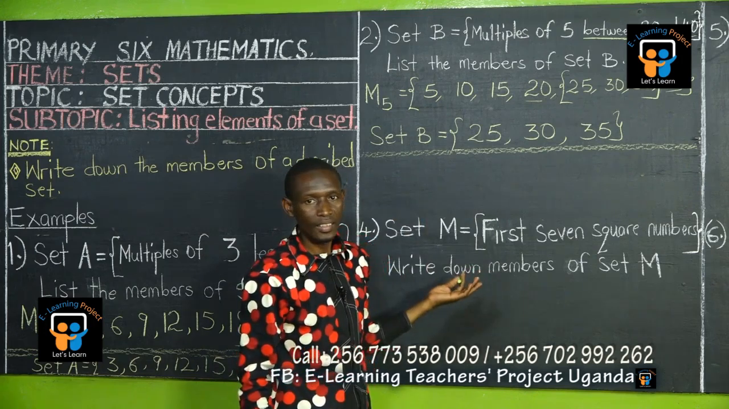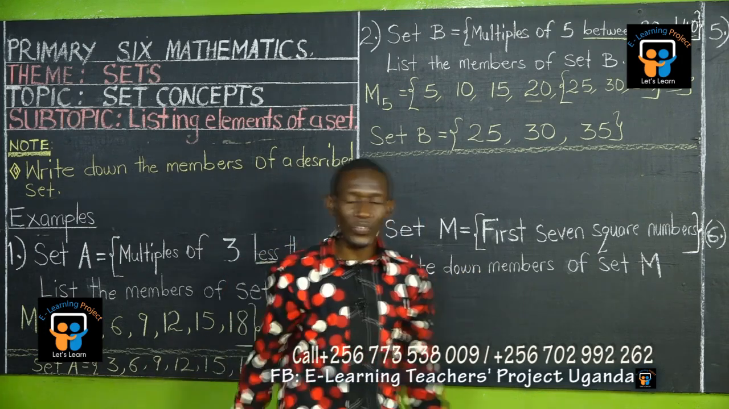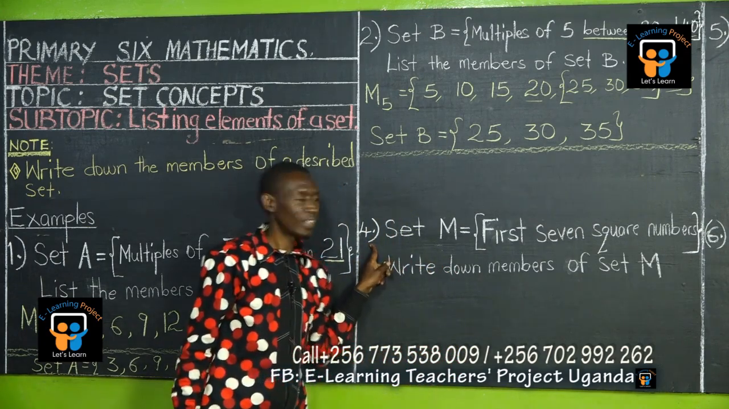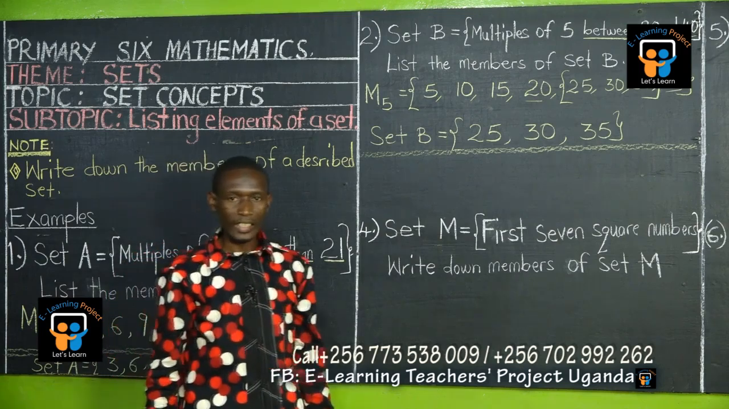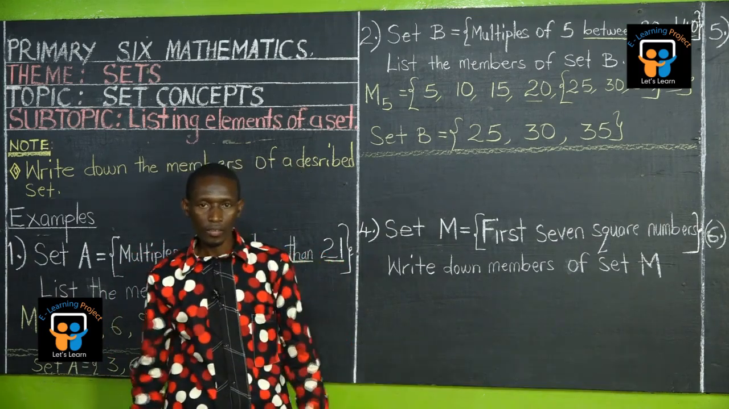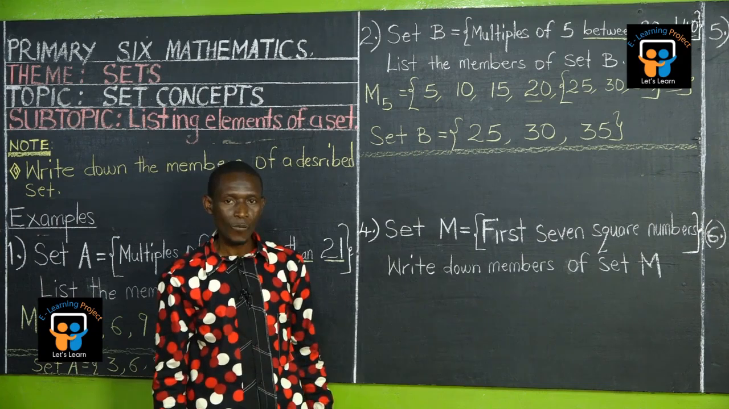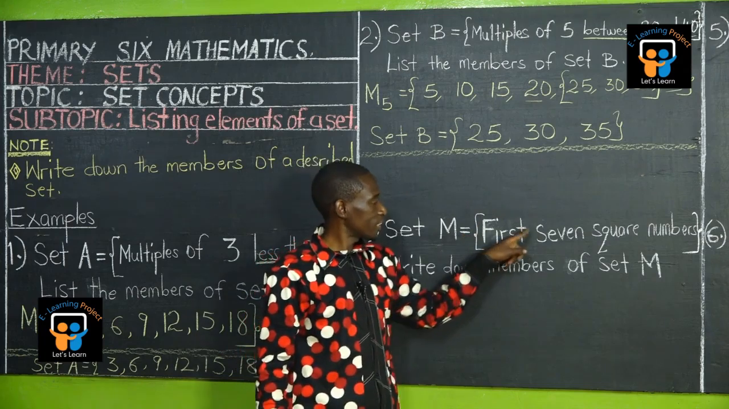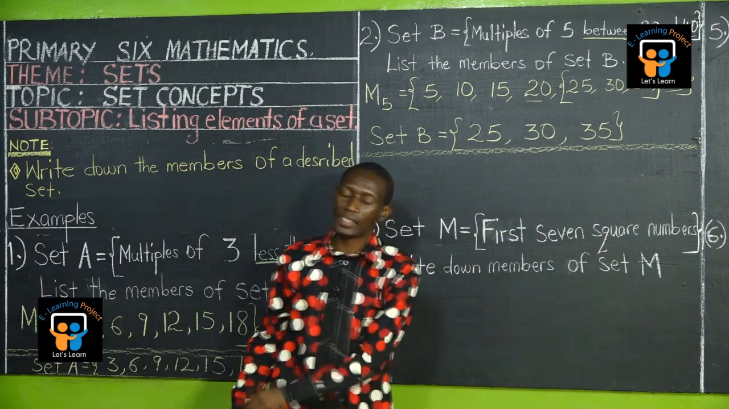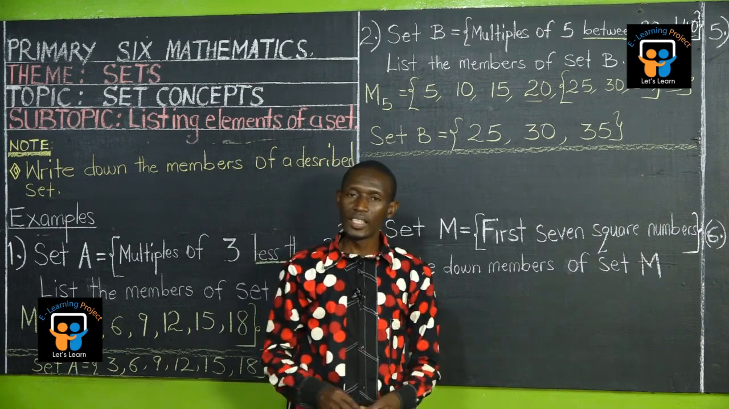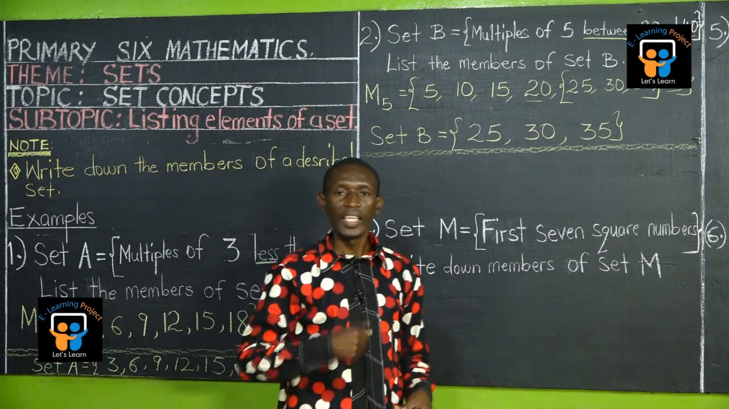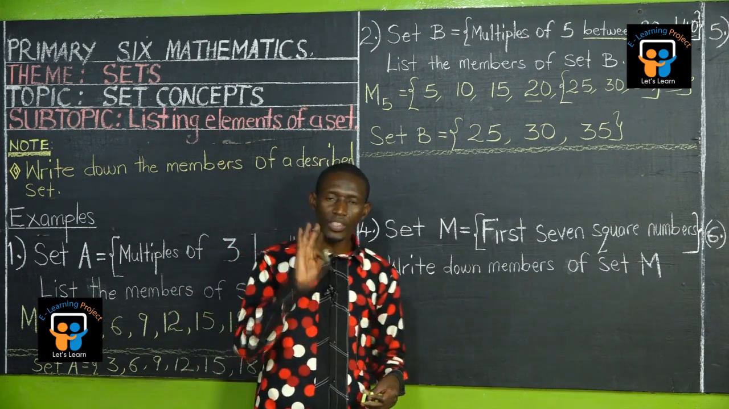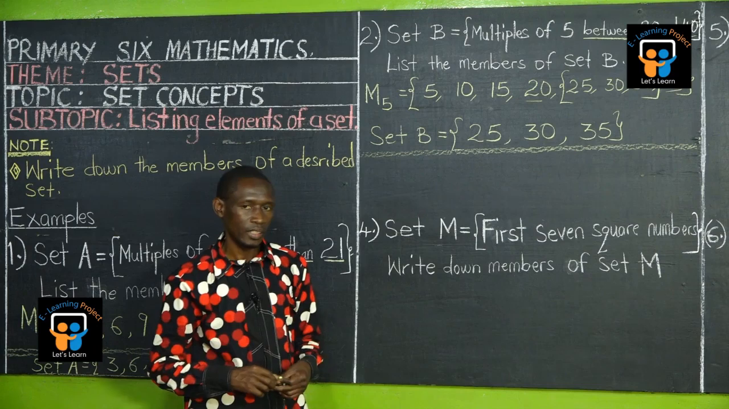Are you together? Yes. Should we continue? Come to number 4. Can you read all of us? Yes. Question there? Okay, we continue. Set M equal to first 7 square numbers. We only need the first 7 square numbers. They can be very many, but we only need 7 of them, the first ones.